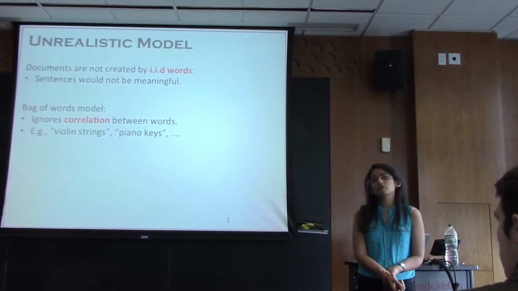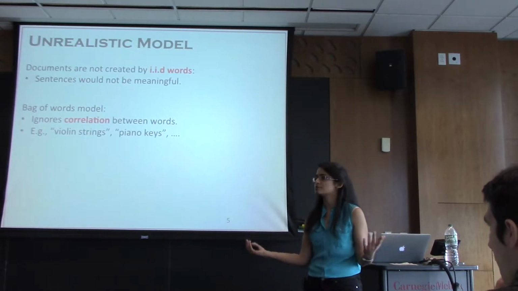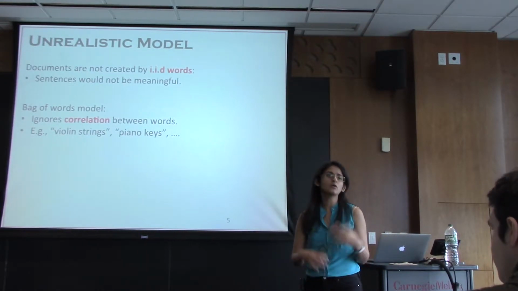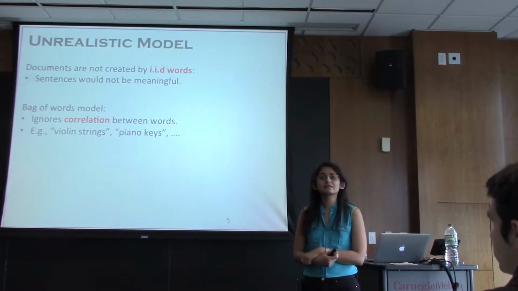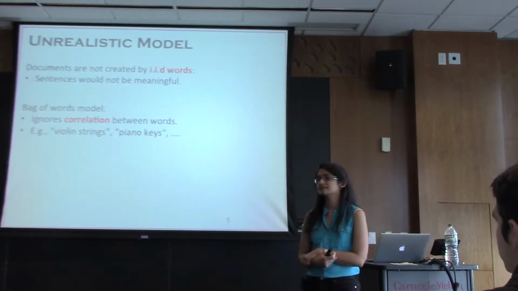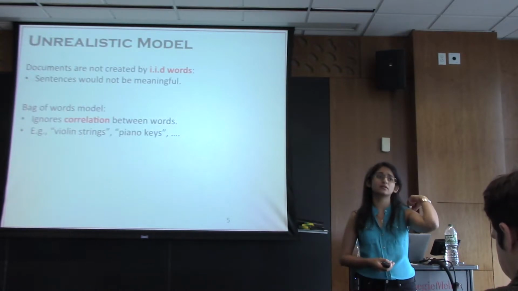You can assume that it's not about words being drawn i.i.d., but that the document is only represented by its bag of words model. So I only care about what words appear and how often they appear in the document. The problem with this model is that it's ignoring all the correlation that exists between words. And these are important in documents.